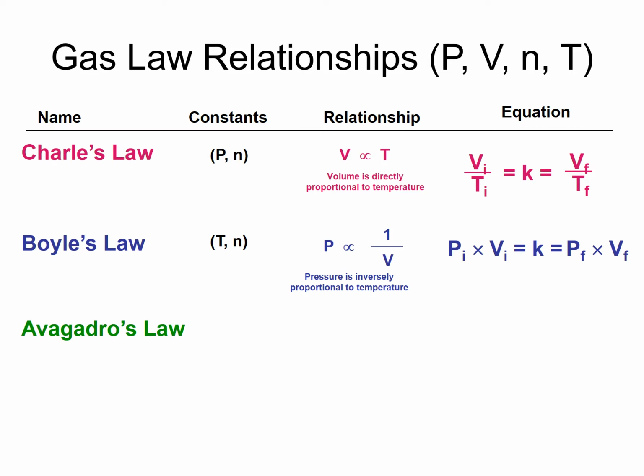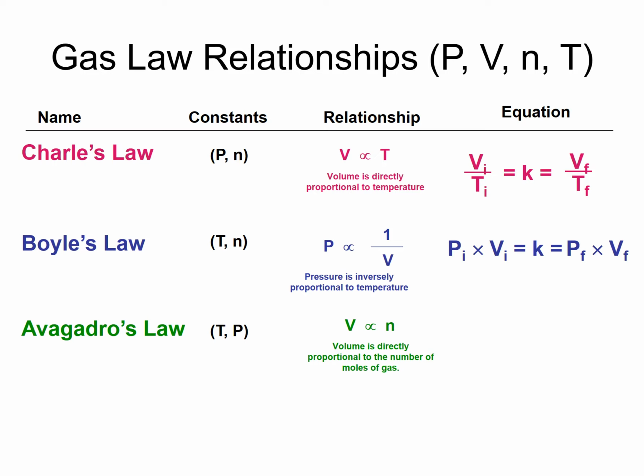Well, how many times can we turn this combination of variables around? There is another: Avogadro's law, and Avogadro's law requires that temperature and pressure be constant. The mathematical relationship is a direct proportionality, again, where the number of moles is directly proportional to the volume. And so if the number of moles of gas increases, then the volume should increase.